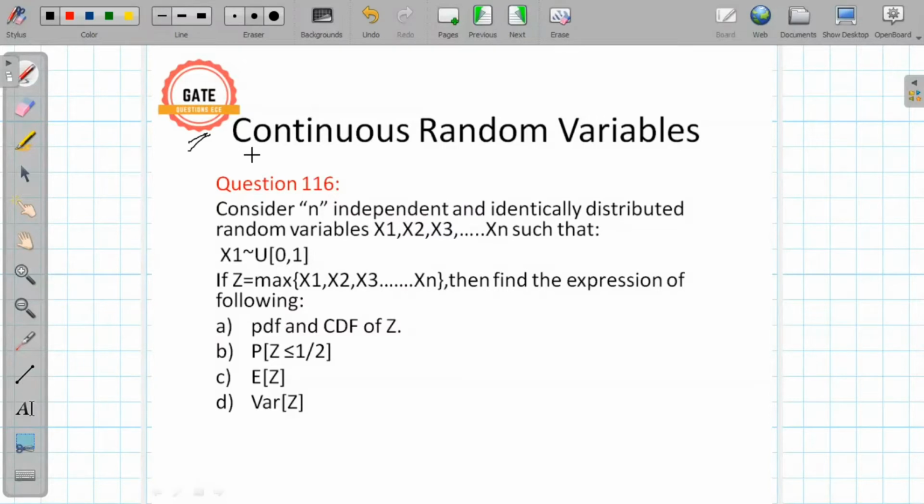I am back with the next question in this series of random variables, and the question code is 116. Consider n independent and identically distributed random variables X1, X2, X3 up to Xn such that X1 is uniformly distributed over the interval 0 to 1. If Z is equal to the maximum of X1, X2, X3 up to Xn, then find the expression of the following: the PDF and CDF of Z, the probability that Z is less than or equal to 1/2, the expectation of Z, and the variance of Z. So let's see how to solve this question.